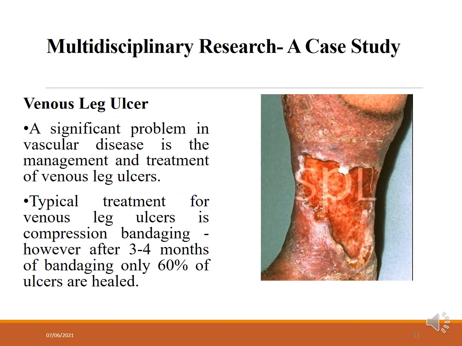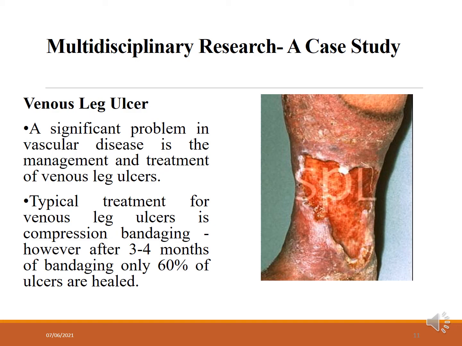So, for example, if you want to use a case study to explain the concept better, then let's use the venous leg ulcer as an example. This is a medical condition, and its treatment involves compression bandaging. But after 3 to 4 months of bandaging, only 60% of the ulcers are healed. It means that you cannot get 100% of the ulcers to be healed, and therefore this is a major health challenge. So if you want to solve this problem, then we need to adopt a multidisciplinary approach.